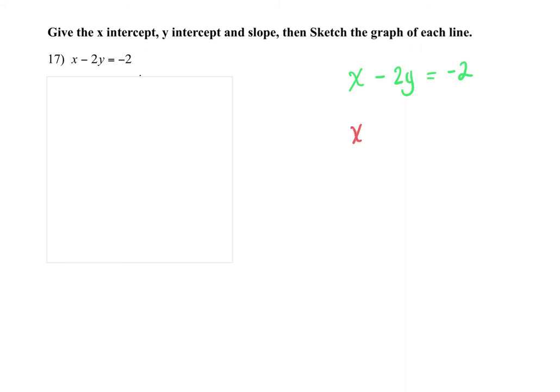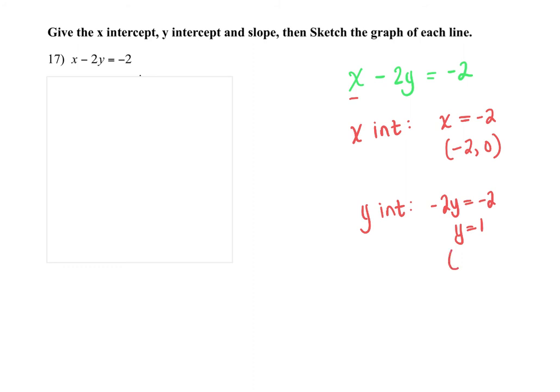So my x-intercept is what happens when I 0 out the y piece of it. If I 0 out the y piece of it, I just get x equals -2. So my x-intercept is going to be (-2, 0). My y-intercept is what happens when I 0 out the x. Well, if I 0 out the x piece, I get -2y equals -2. y equals 1. So my y-intercept is going to be (0, 1).